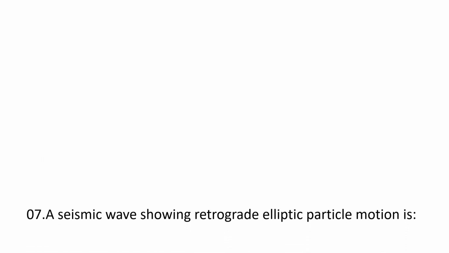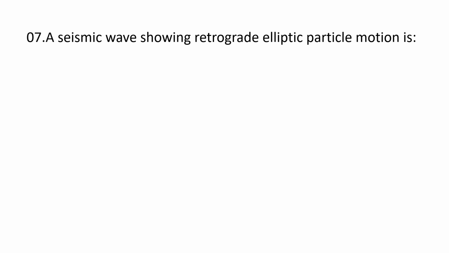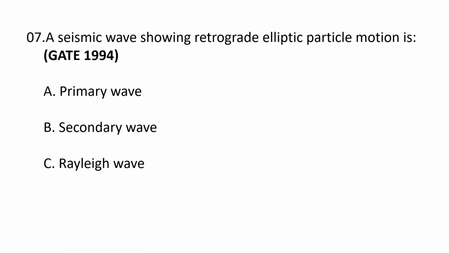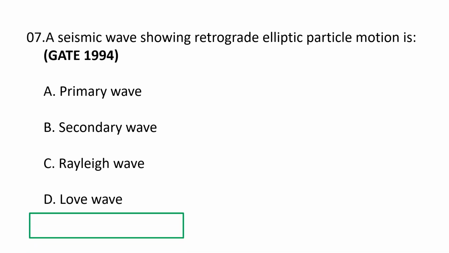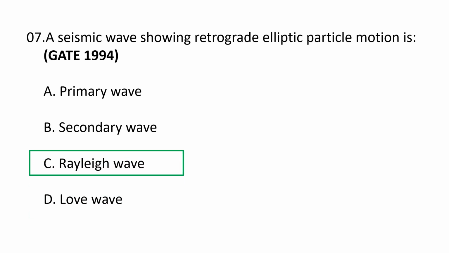Next question. A seismic wave showing retrograde elliptic particle motion is A. Primary wave, B. Secondary wave, C. Rayleigh wave, D. Love wave. So a seismic wave showing retrograde elliptic particle motion is known as a Rayleigh wave. Rayleigh waves are surface waves that move in an elliptical motion, producing both a vertical and a horizontal component of motion in the direction of wave propagation. C is the correct option.